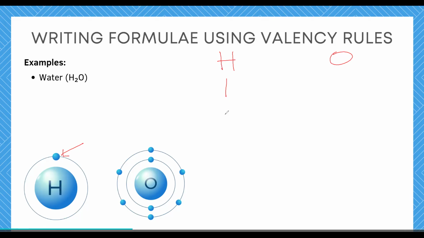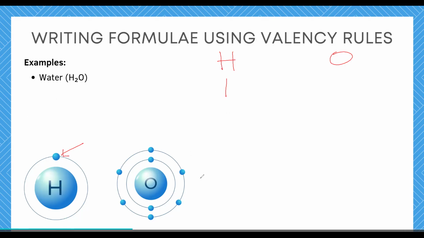It's because hydrogen can only gain or lose one electron. Remember I told you valency is the number of electrons that an atom can gain or lose. Do you remember that definition? Yes, sir, I remember.